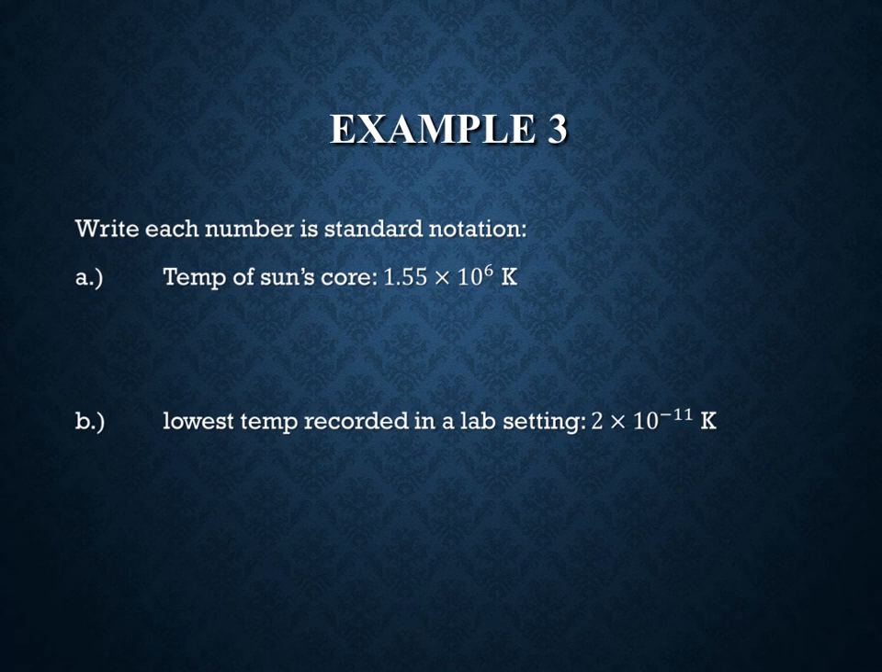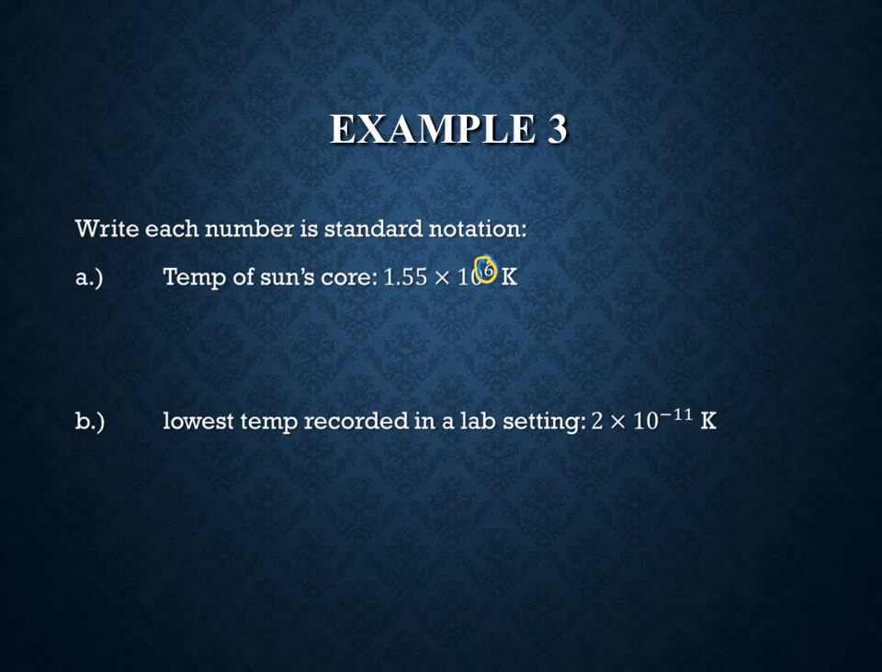Now for example 3, we're going to go in the opposite order. I'm going to be given a number in scientific notation, and we have to write it in standard notation. Well, standard notation just means kind of like normal, like what we would normally see. So for part A, it says that the temperature of the sun's core is 1.55 times 10 to the 6 Kelvin. This exponent here of 6 tells me that this is a number that's going to be greater than 1.